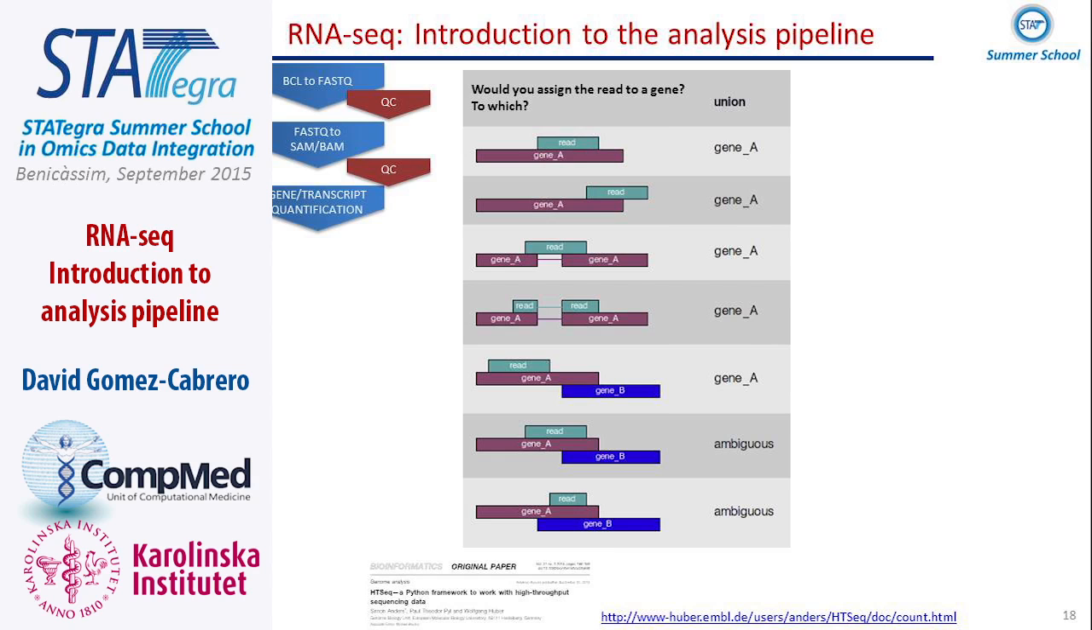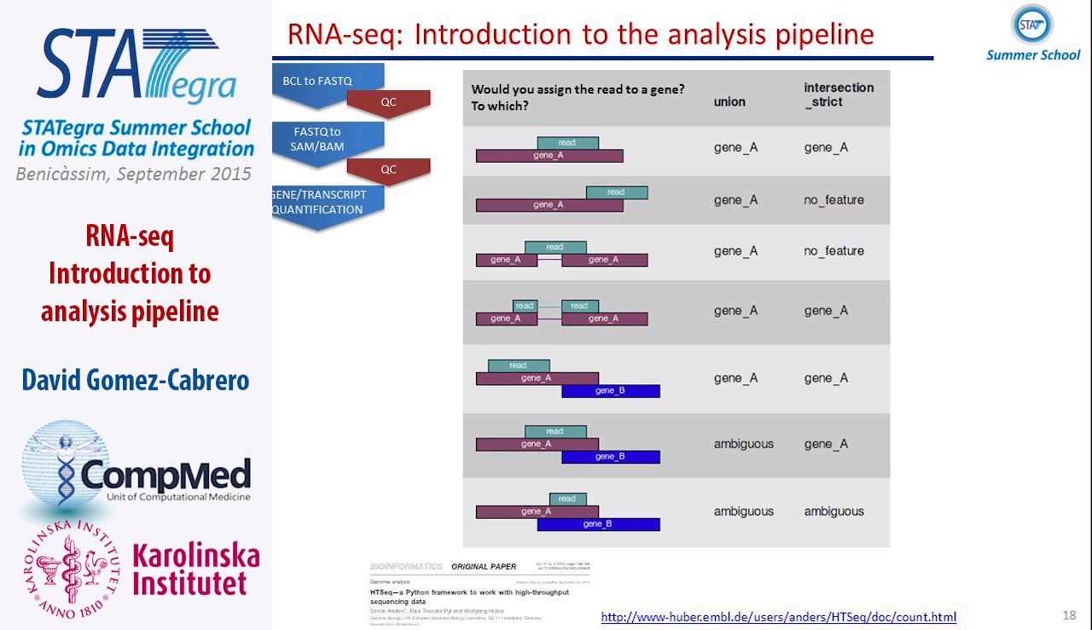I think one option is to take the union, so I'm not going to be that conservative. If a read overlaps gene A perfectly, or overlaps partially gene A, it goes to gene A. Here is where I'm not sure, but here it's perfectly gene A, not gene B. Okay, gene A. Sorry, this is ambiguous in both of them. This is what they call the union. This is for HT-seq.